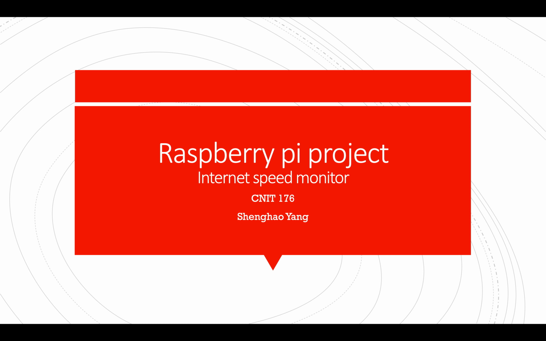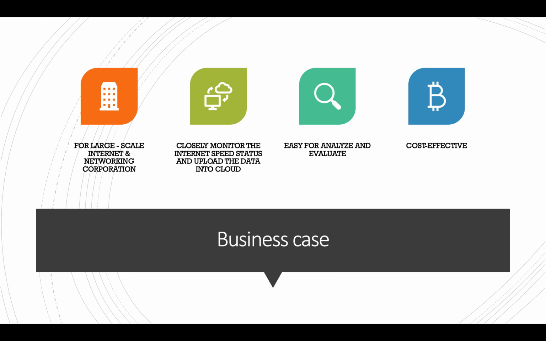People can use it at home to keep track of the house internet speed, and this product can also be extremely helpful for large-scale networking corporations. This will provide them data about the internet speed status in a certain area, and the data will be transferred and recorded into a main cloud server, which will be extremely useful for future analysis and evaluation. Also, using a Raspberry Pi to perform this task is a really easy and cost-effective way.